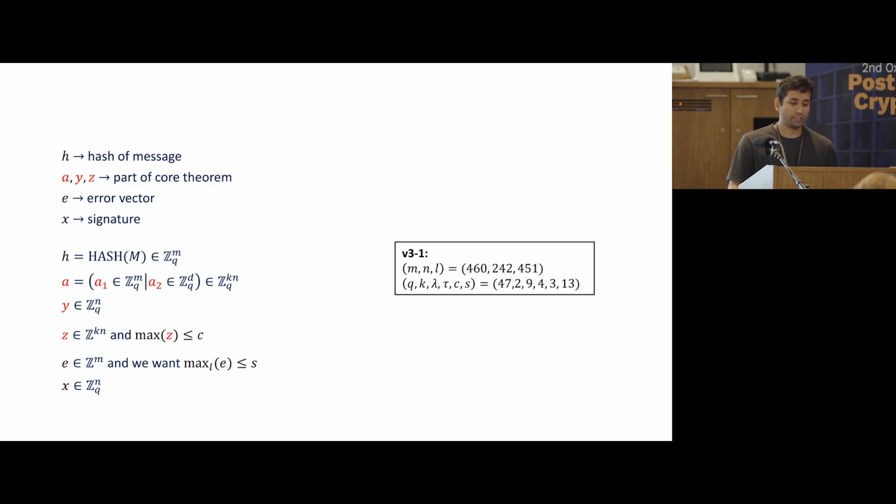So some further definitions. H will refer to the hash of the message. As I've shown, A, Y, and Z are part of the core theorem. E is the error vector, X is the signature, and I've stated the dimensions in there. And for version 3, level 1 security, M, N, and L are the variable parameters. Those are the values for M, N, and L. And across the different levels of security, these are the variable parameters. And for Q, K, lambda, tau, C, and S, they are fixed across all levels of security. And I've also noted here max L E, meaning that at least L entries in E are bounded by S in absolute value.